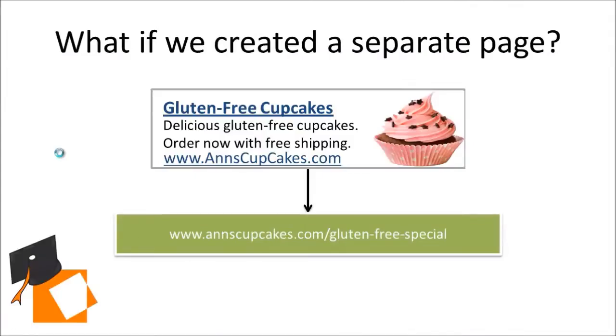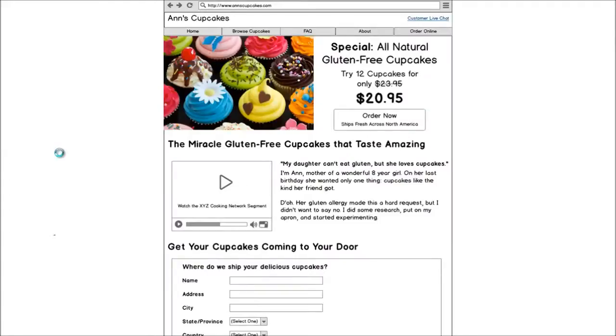Once again, Anne has the exact same advertisement as before, but this time when you click it, instead of going to the homepage, it's going to annscupcakes.com/gluten-free special. And now, this is a page that Anne has created specifically to sell her gluten-free cupcakes and nothing else. So this allows her to focus all of her messaging specifically on people looking for gluten-free cupcakes. So you'll see now gluten-free is listed all over this page.